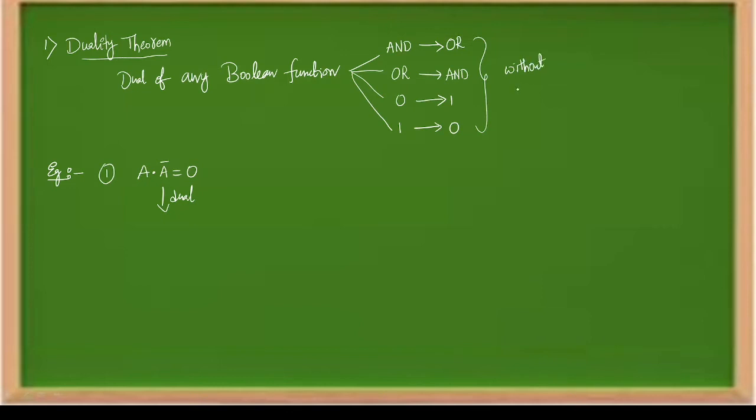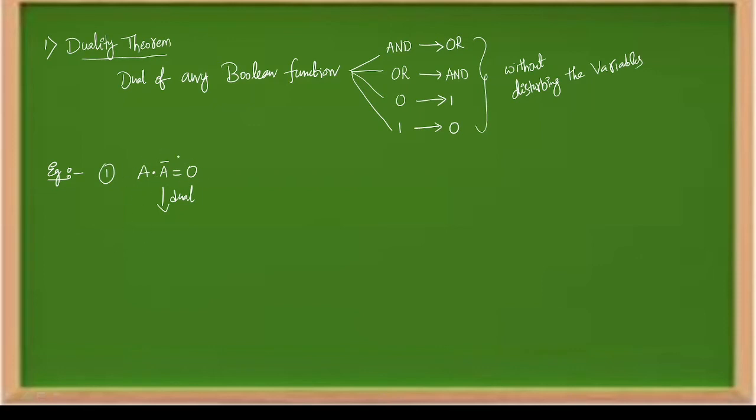we should not disturb the variables. Without disturbing the variables in the sense, if they are appearing in an uncomplemented form, you must keep them in uncomplemented form. If the variables are appearing in a complemented form, then you need to keep them in complemented form only. So you should not disturb the variables, but you need to change the operations. Then you can get the dual of any Boolean equation, right?